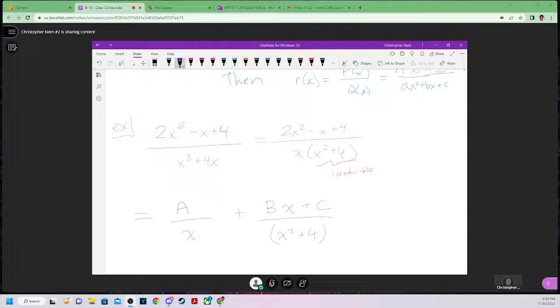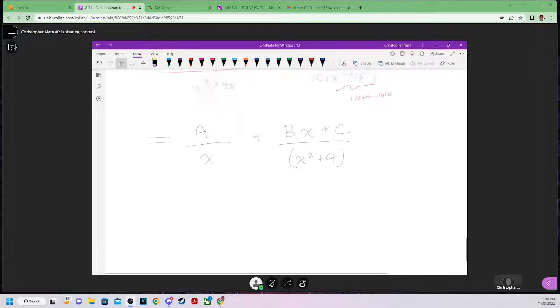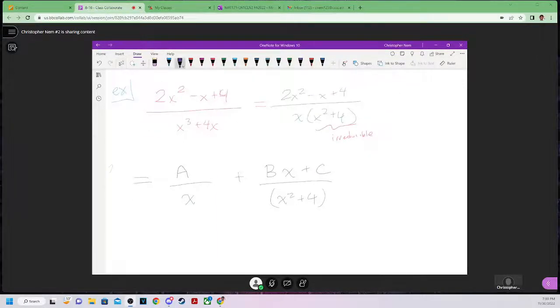The constant could be 0. That just means c equals 0. If you don't have a constant, c is equal to 0. That's the idea. But we're just putting that there just in case we do have a constant on our linear numerator. So I have this form now. And this is all equal to, what was the numerator again? 2x squared minus x plus 4. Let me write this better. This is kind of sloppy.